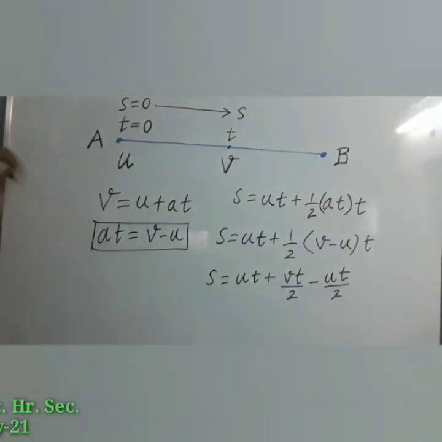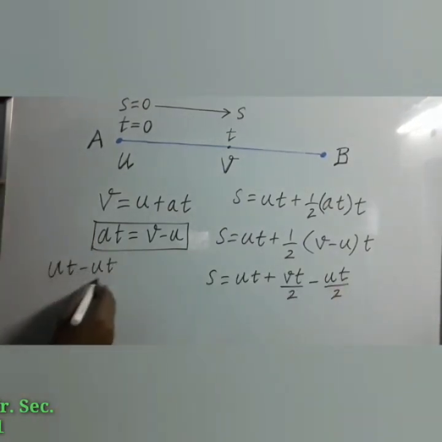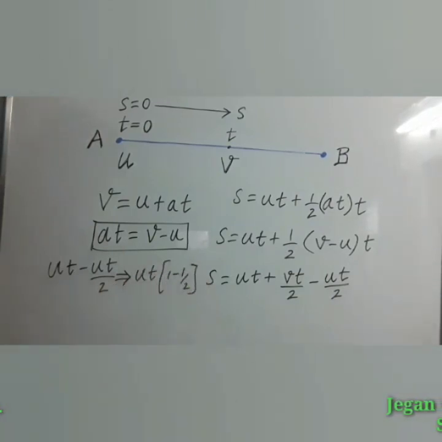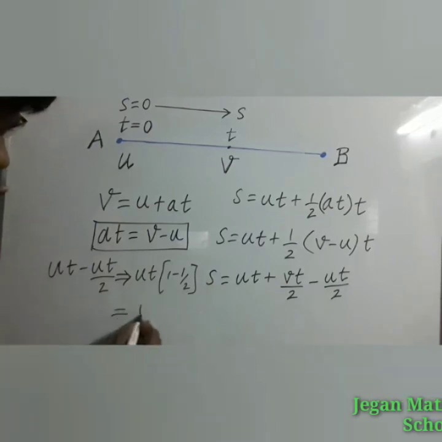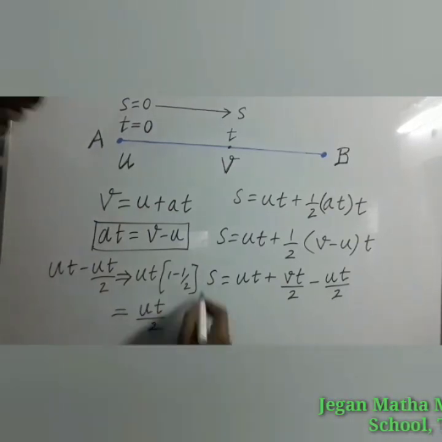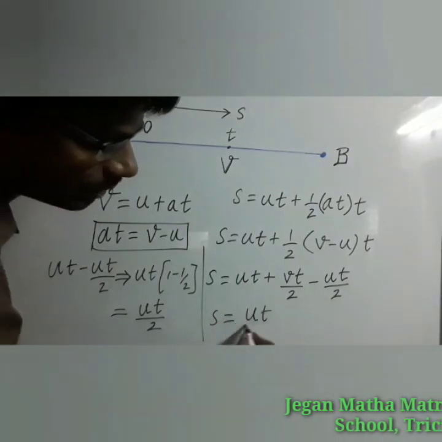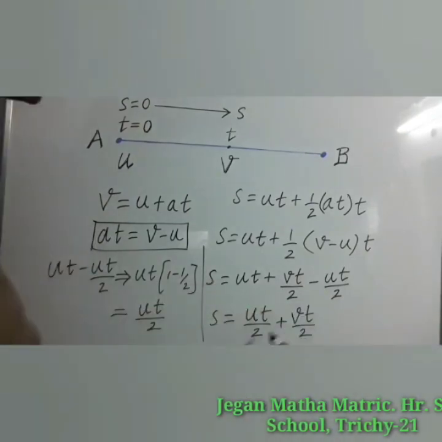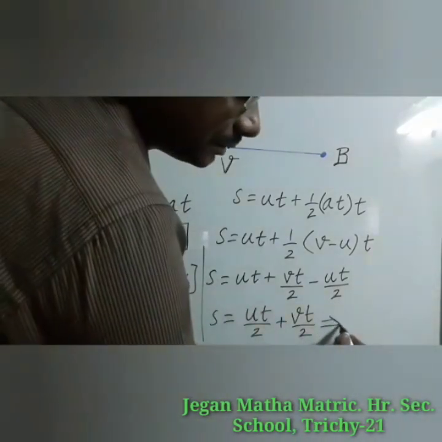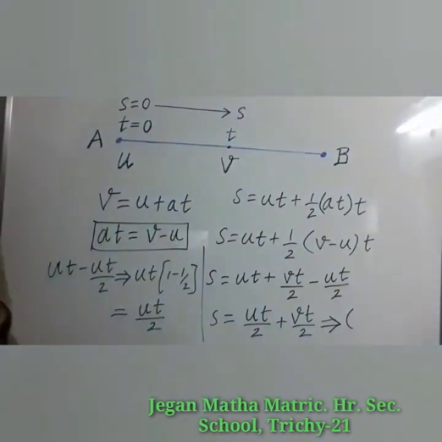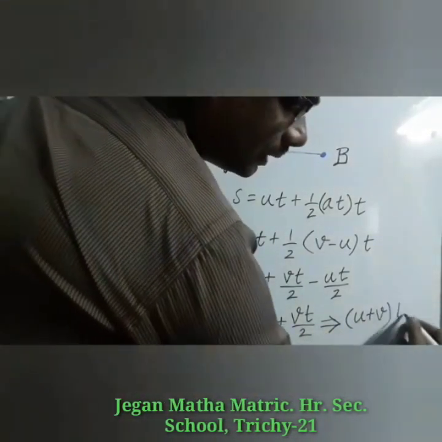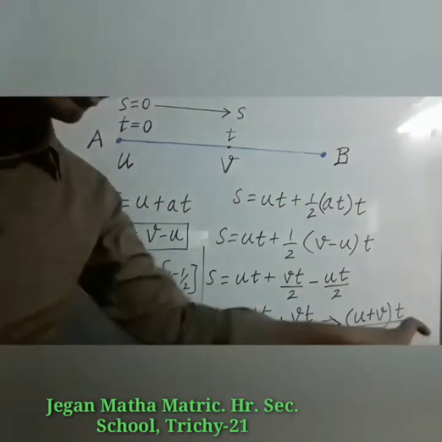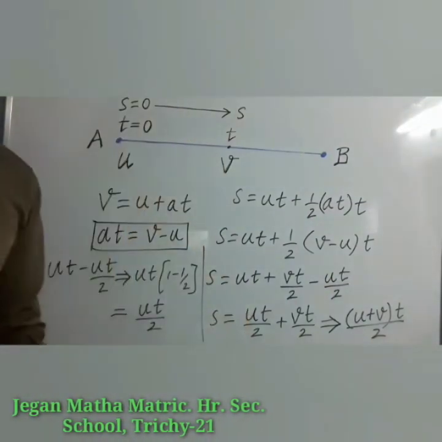Here ut minus ut by 2. So what is the value? ut minus ut by 2. Now ut is a common thing that can be taken outside. 1 minus 1 by 2. 1 minus 1 by 2. That is nothing but ut by 2. Now s that is equal to ut by 2 plus already vt by 2 is there. Here which is a common thing? t and 1 by 2. It's a common thing that can be taken outside. You can write that as t by 2 into u plus v. If you know the final velocity and the initial velocity, at the particular time you can find the displacement of the object.